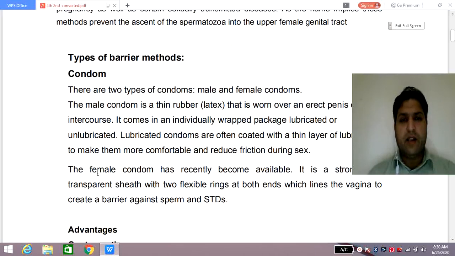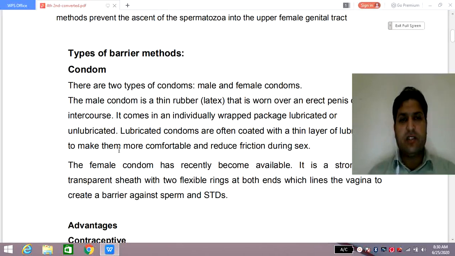So the male condom, which is used during sexual intercourse, consists of thin rubber or latex, and it is mostly of two types: the lubricated and the unlubricated. Mostly people focus on the lubricated one, which reduces the friction during the intercourse, and the next one just has a compound mechanism.